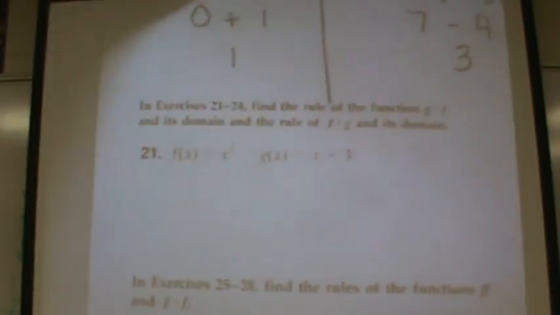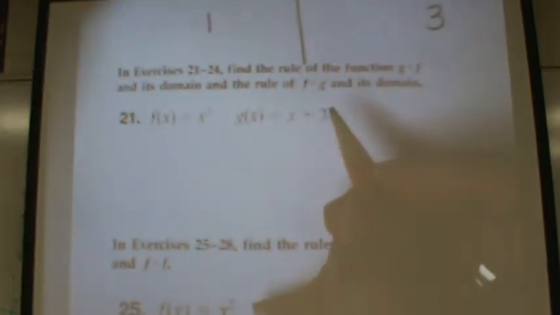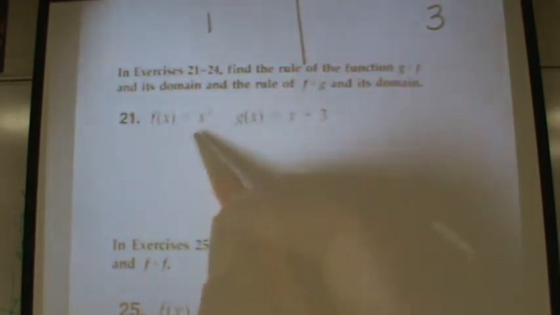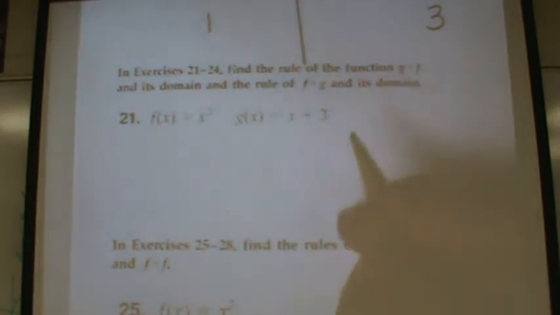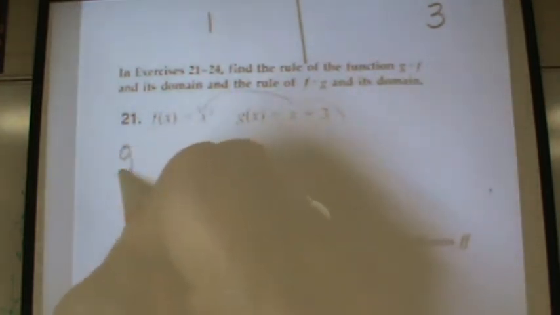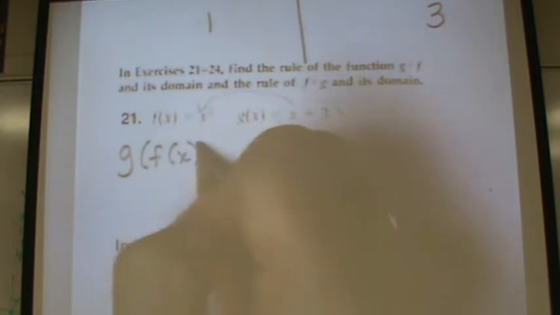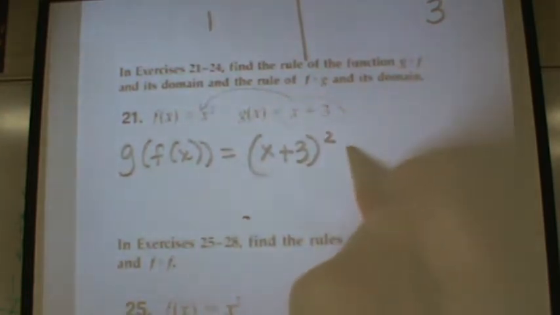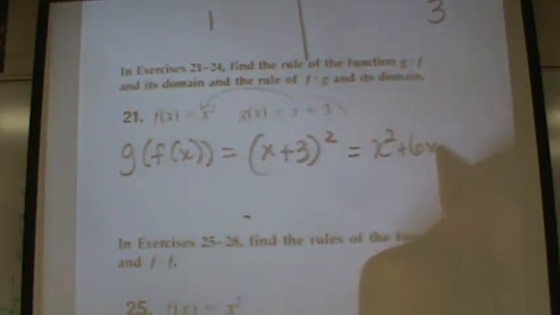Okay, 21 and 23 want you to find the rule for f of g and g of f, and then they want you to find the domain. Well, the domain is the intersection of both of these, and both of these are all real numbers, so the domain on both of them is going to be all real numbers. But to find g of f, that means you plug this in here. So g of f of x is x plus 3 quantity squared, and you can simplify that to x squared plus 6x plus 9. And again, the domain, all real numbers.